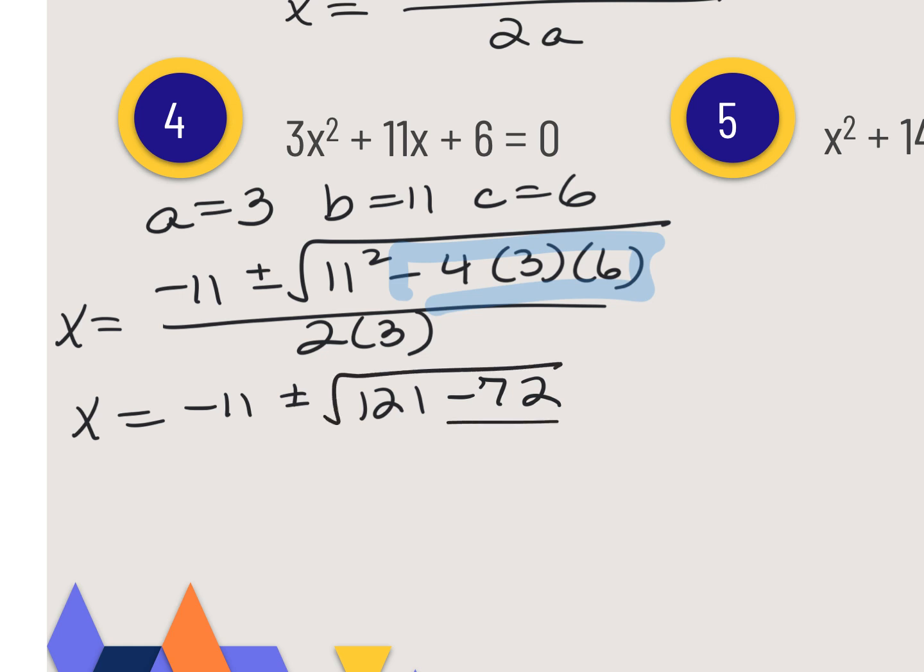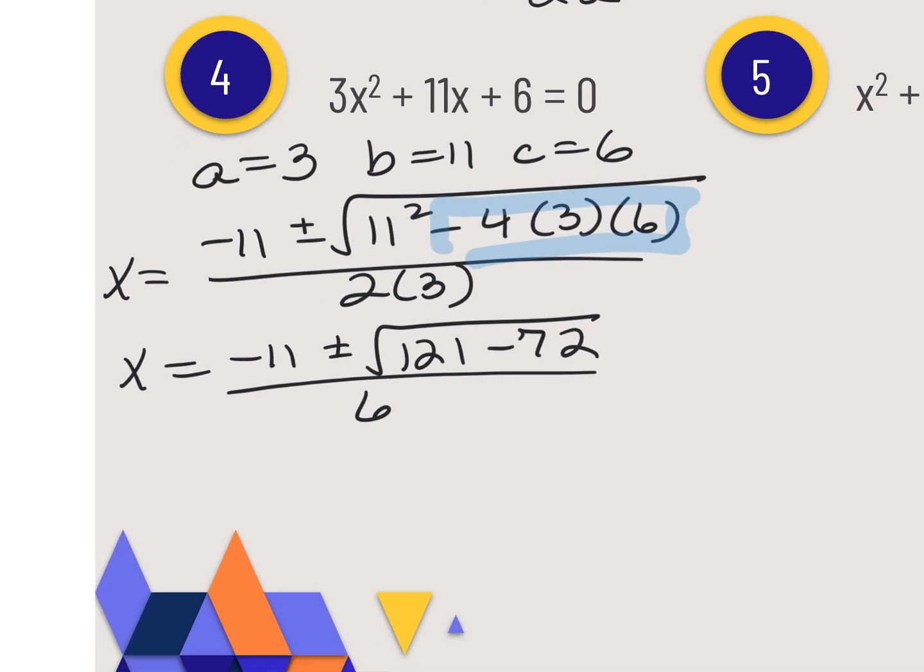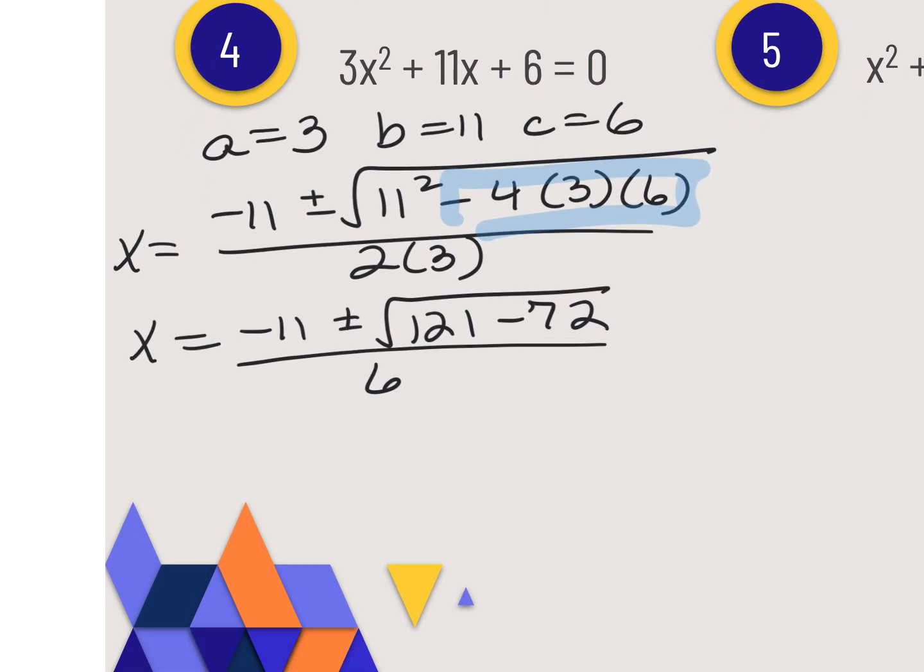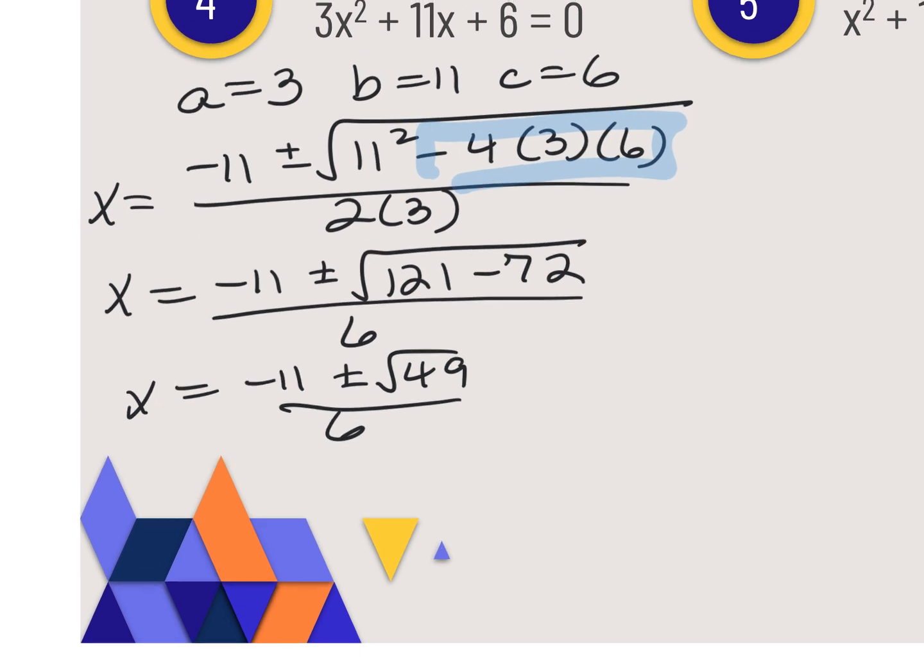It's under the square root still. And then 2 times 3 is 6. I need to subtract. 121 minus 72 gives me 49. This is another one that you could have factored because 49 is a perfect square, 7 times 7. So I'm going to square root it, and I get negative 11 plus or minus 7 over 6.